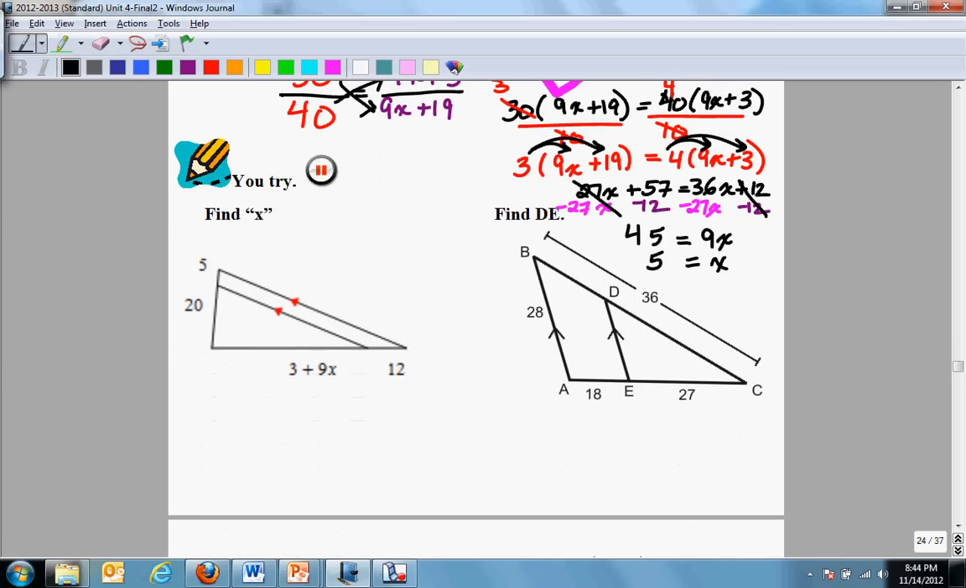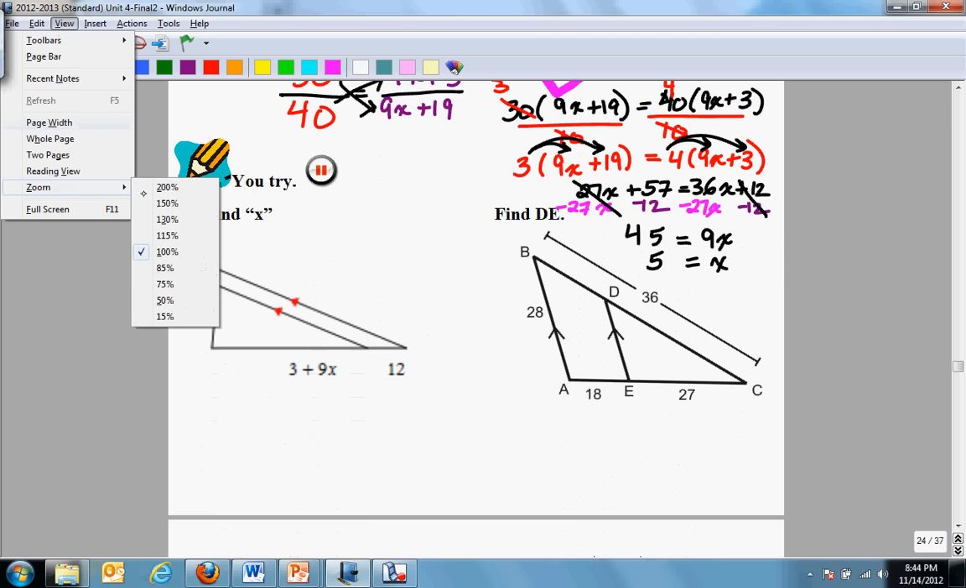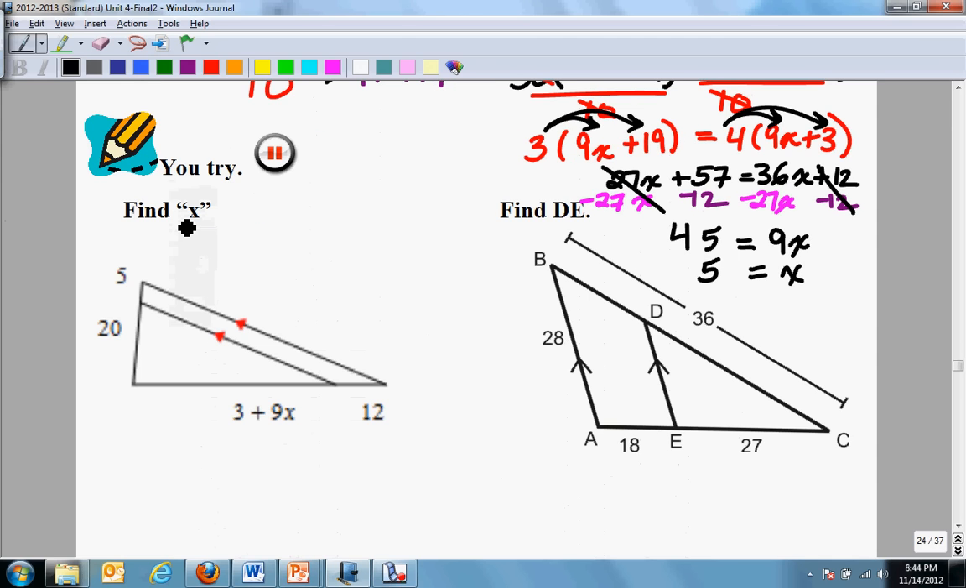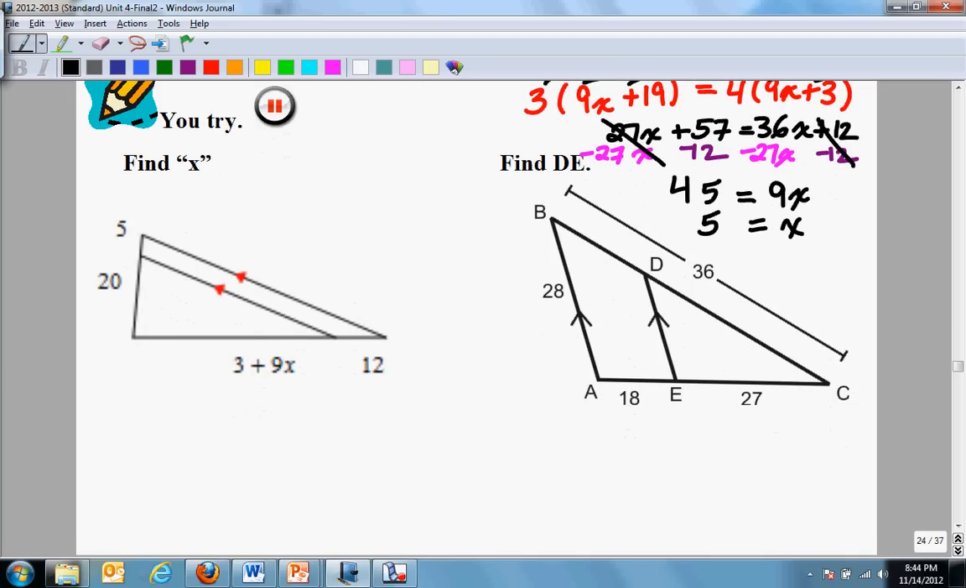What I'd like you to do is take the next 5 minutes and attempt to solve these two problems completely on your own. Restart this video. We'll have a 5-minute timer on there. Attempt to do both of these in the next 5 minutes.